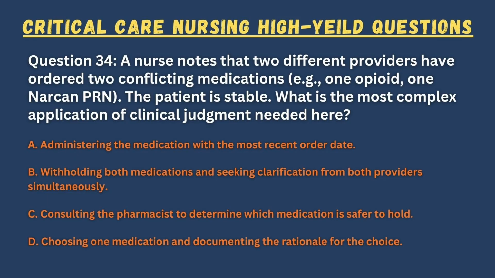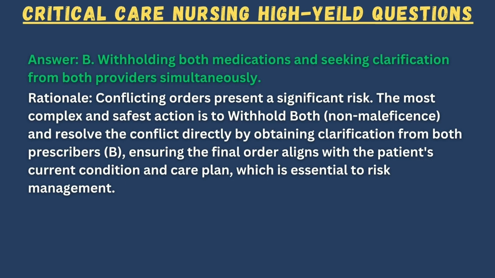C. Consulting the pharmacist to determine which medication is safer to hold. D. Choosing one medication and documenting the rationale for the choice. Answer: B. Withholding both medications and seeking clarification from both providers simultaneously. Rationale: conflicting orders present a significant risk. The most complex and safest action is to withhold both medications and resolve the conflict directly by obtaining clarification from both prescribers. Ensuring the final order aligns with the patient's current condition and care plan is essential to risk management.